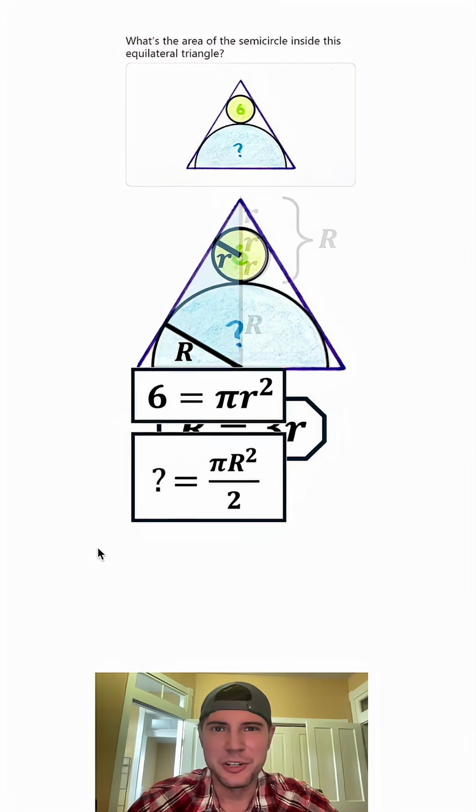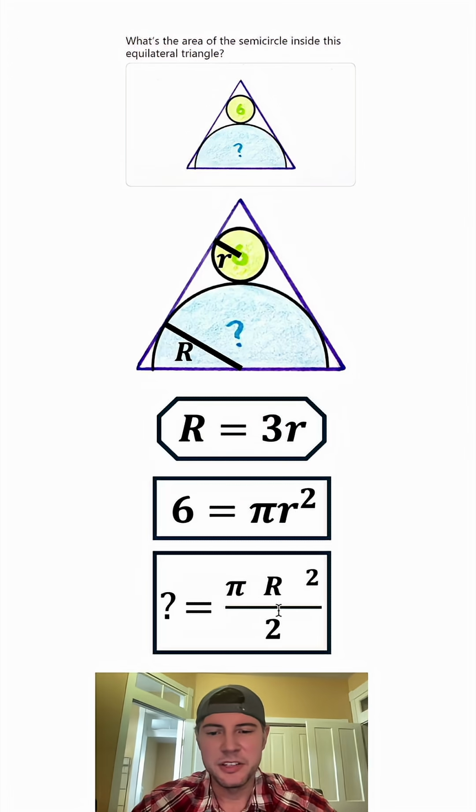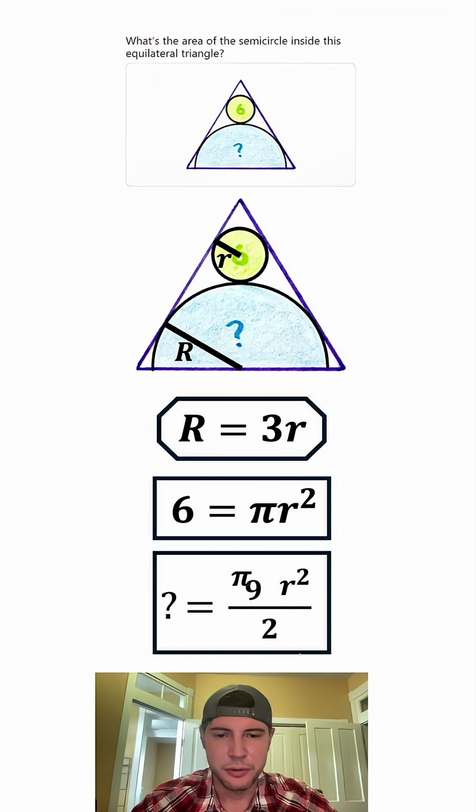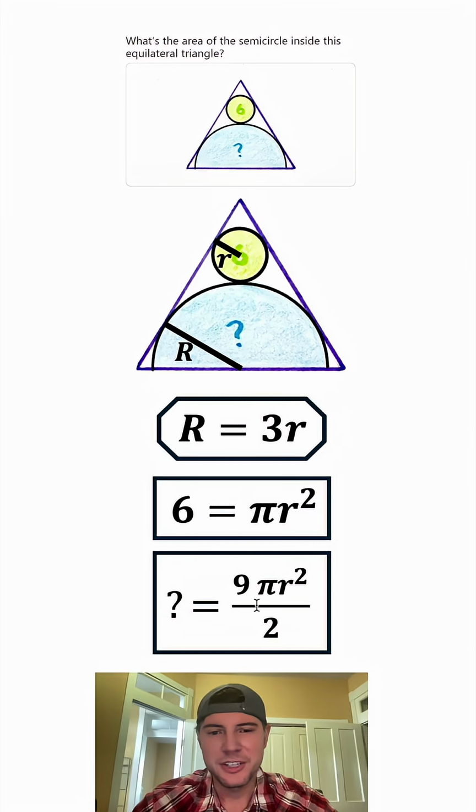And now we're ready for our original equations. Down here in the place of the big R, we can plug in 3 little r. And this exponent will distribute to both of these to give us 3 squared little r squared. 3 squared is equal to 9, and now let's rearrange this a little. So we have the question mark is equal to 9 pi little r squared over 2.